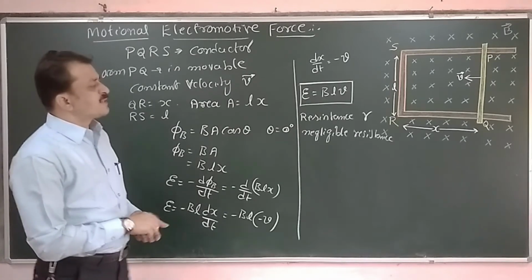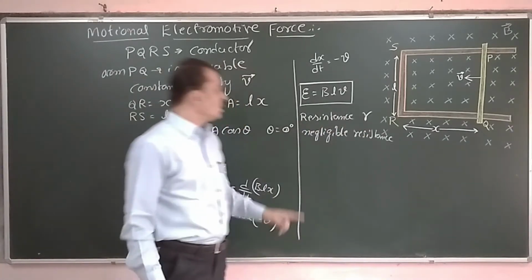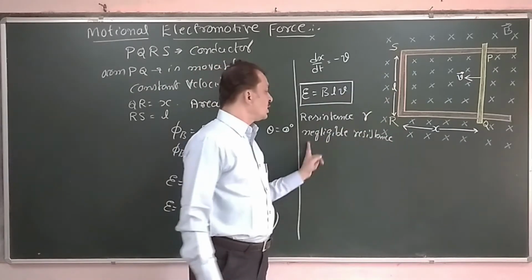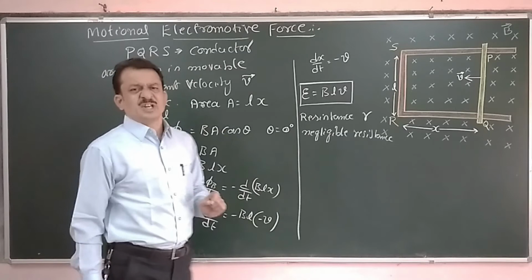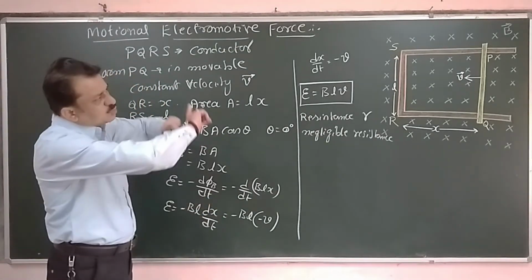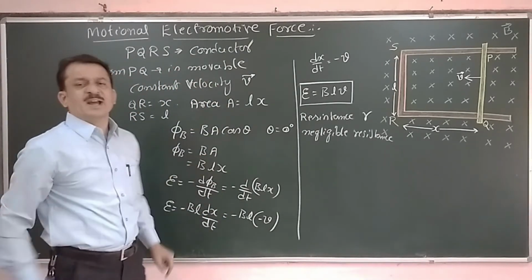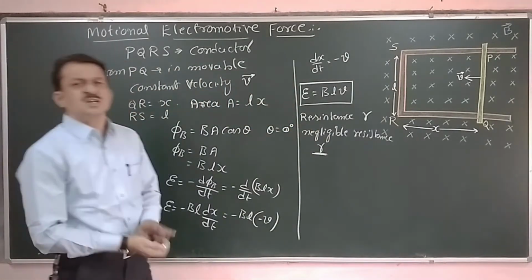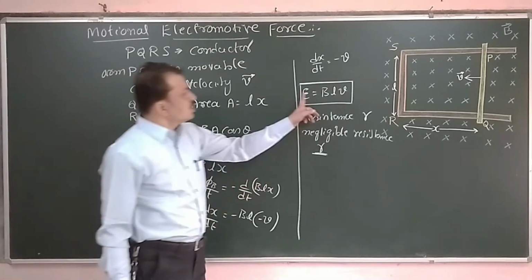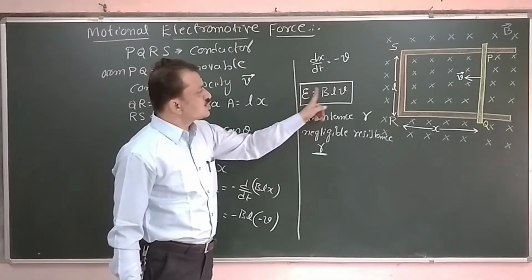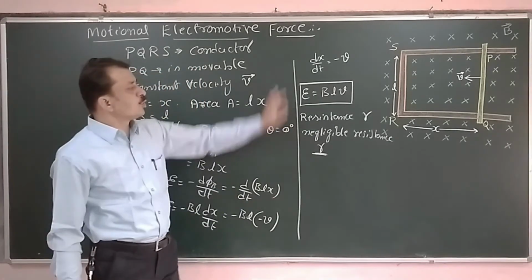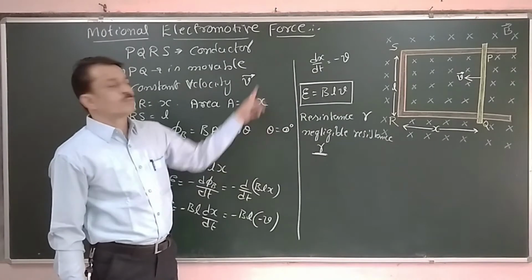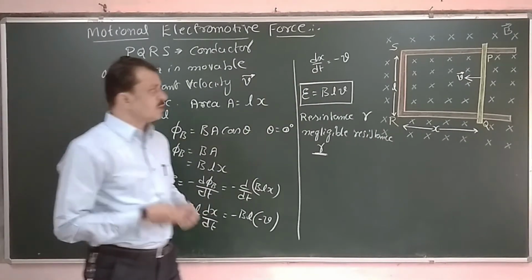So PQRM has a resistance small r, and the remaining arms QR, RS and SP have negligible resistance. If I assume that, then what is the total resistance of that rectangular loop? It simply becomes R. Now because of this induced EMF, or motional EMF, the current starts to flow in that rectangular loop.